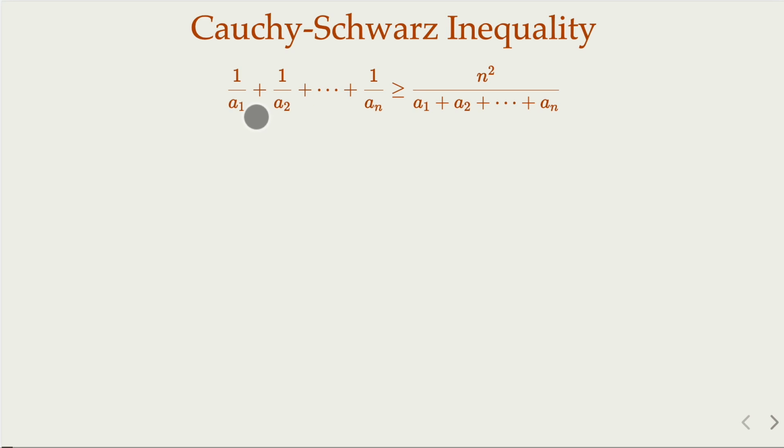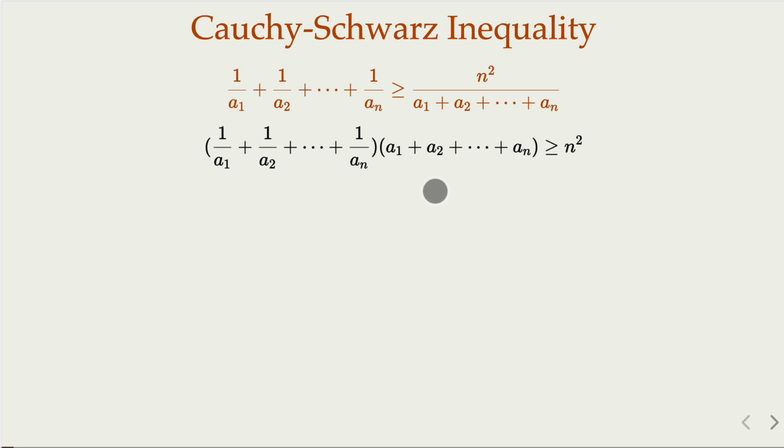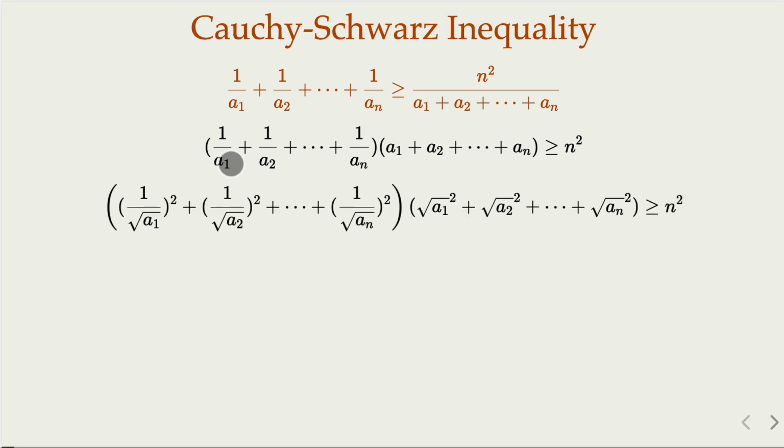Now, in order to prove this, since this is positive, you can multiply this fraction on both sides. You want to prove this one. Now, the trick here is, since this is a positive real, we're going to treat this as a square root and then square it, because in the Cauchy-Schwarz inequality, we do have some squares. So this actually rewrites like that.